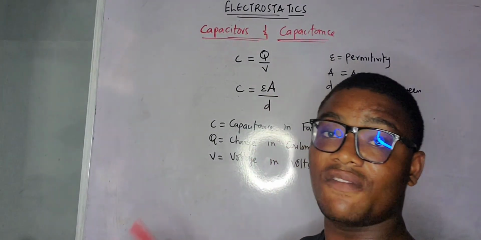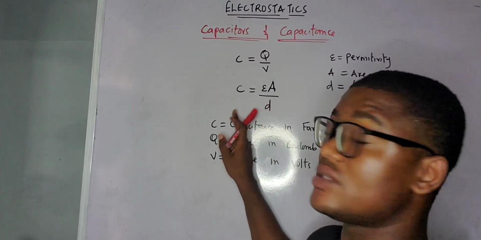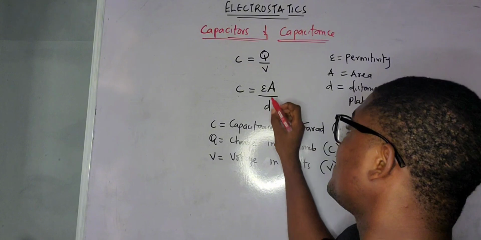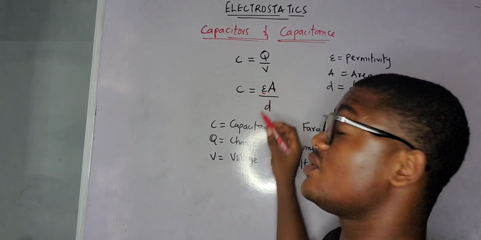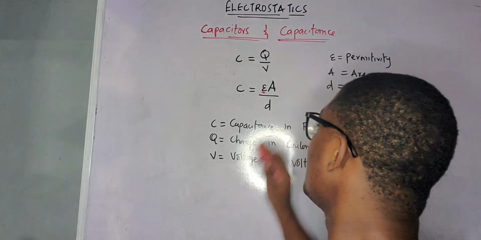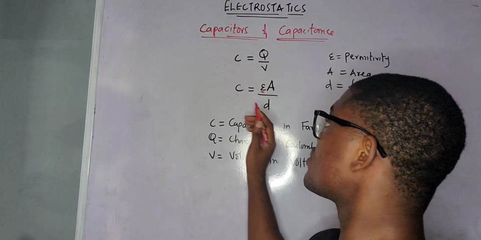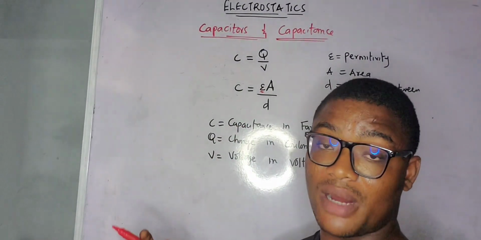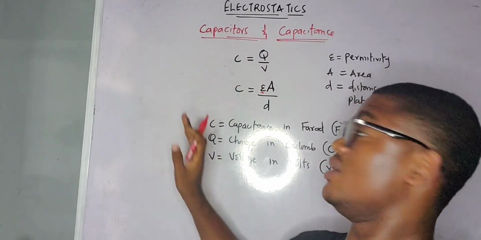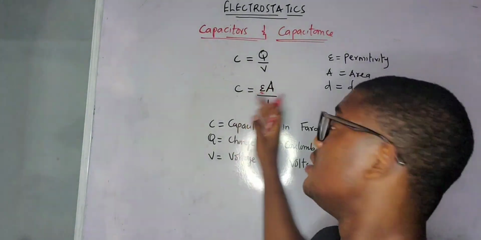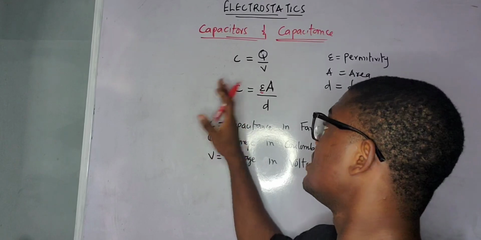Another formula you have to take note of when solving questions on capacitance is this second one: C equals epsilon A over d. This epsilon is the permittivity of the substance, this A is the area of the plate, and this d is the distance between the plates. I hope you understand. When they give you the charge and the voltage, you can solve your capacitance. When they give you values like the permittivity, the area, and the distance between the two plates, you can also solve capacitance using these parameters.